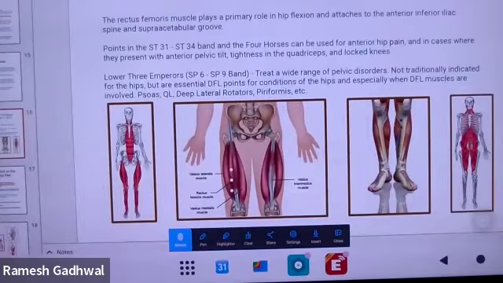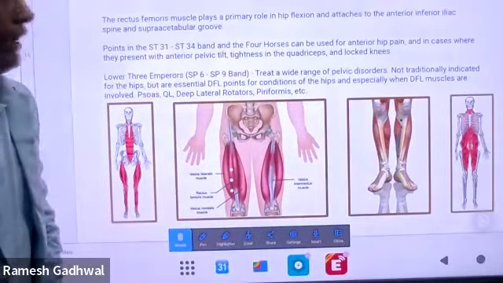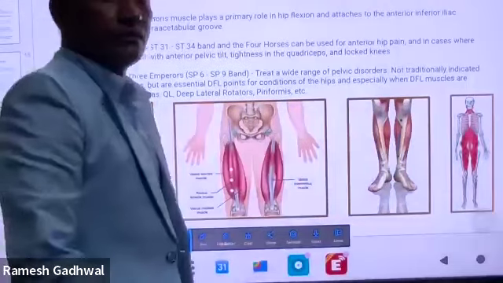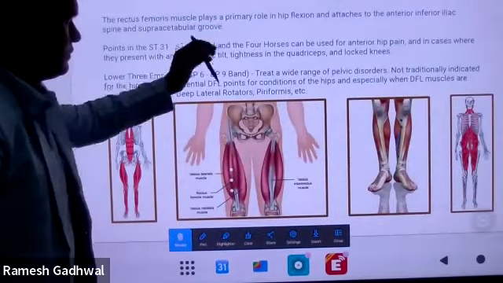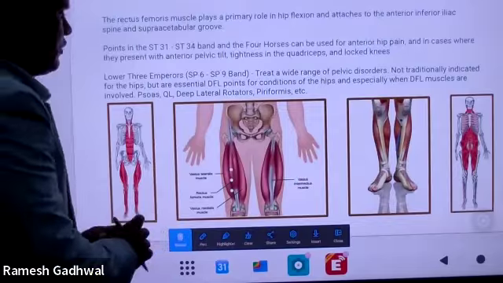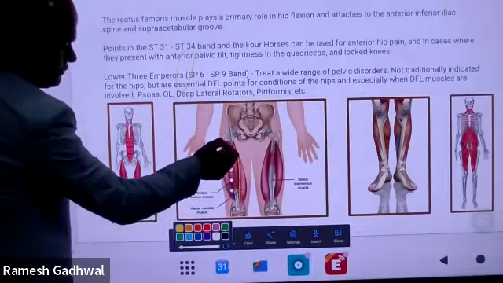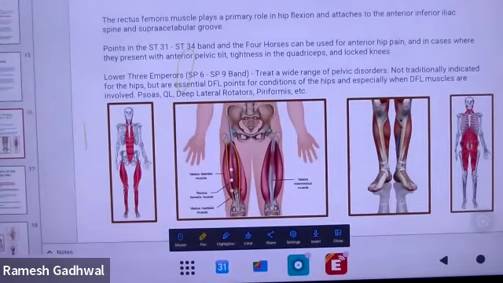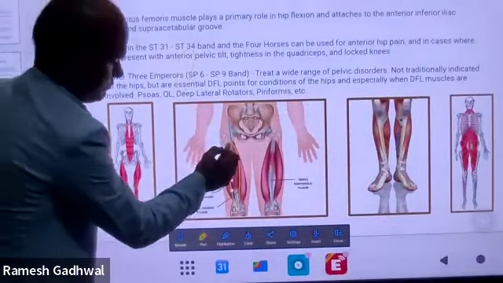The rectus femoris muscle plays a primary role in hip flexion and knee extension. Where is the rectus femoris? It plays a role because it is a two-joint muscle.